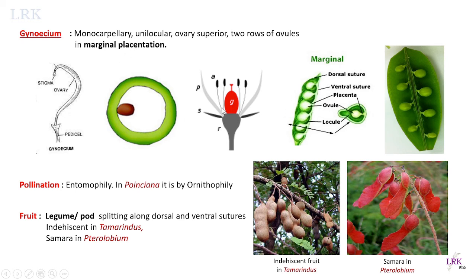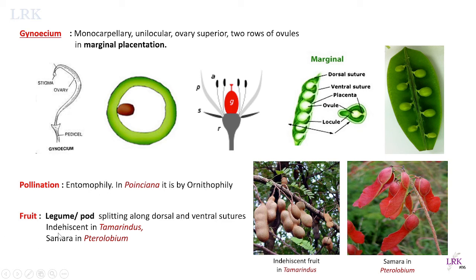And the next one is pollination. How does pollination occur? Due to large and showy flowers, insects are attracted, and when they visit for the nectar, cross pollination takes place. But in Poinciana, pollination is by birds, that is ornithophily. Generally, entomophily is the pollination, but in Poinciana, it is by ornithophily. Ornithophily is nothing but pollination by birds. So in Poinciana, we will say ornithophily. Otherwise, in all other plants, it is entomophily.